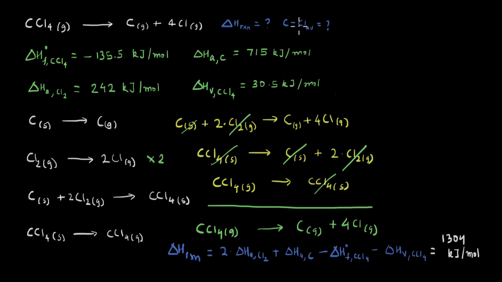Now the second part of the question asks for the bond enthalpy of the carbon-chlorine bond. And if we look at this reaction, we can see that here there are 4 carbon-chlorine bonds which are broken to get this 1 atom of carbon and 4 atoms of chlorine. So just like we saw before, we can write the bond enthalpy of the carbon-chlorine bond as the enthalpy of this reaction divided by the number of bonds broken, which is 4 in this case. So if we use the value of enthalpy from here and we divide it by 4, we get the bond enthalpy of the carbon-chlorine bond to be 326 kilojoules per mole.